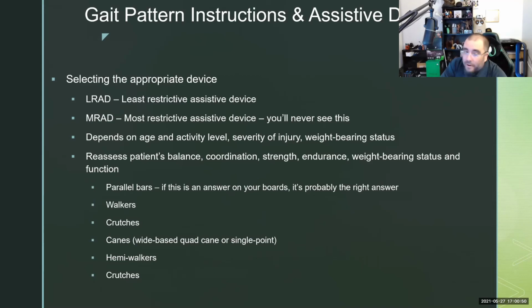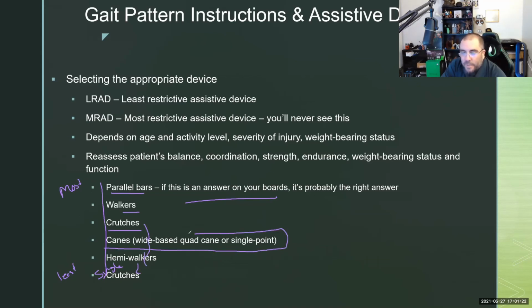This list down here goes most restrictive to least restrictive. So parallel bars are the most restrictive. It's the answer on your boards. Pick it, it's probably the right answer. Walkers are the next most restrictive. Then we go to crutches, and I should fix this, this should say single crutch. Then we go to canes. Then we go to Hemi Walkers. Then we go to single crutches.